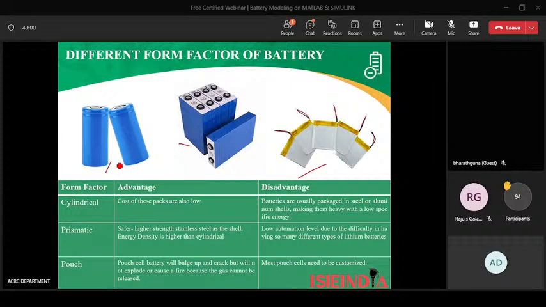So can anyone from the participants differentiate what is the difference, what are the disadvantages or advantages between the cylindrical and the prismatic cells? Apart from the things displayed on the screen, in terms of thermal management or anything.